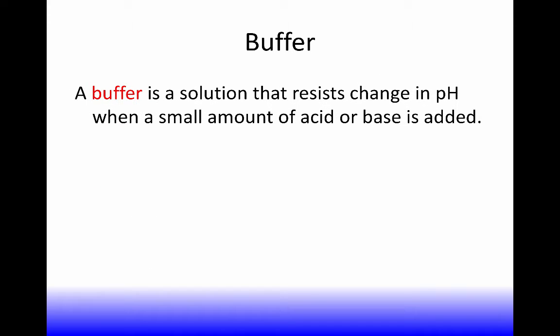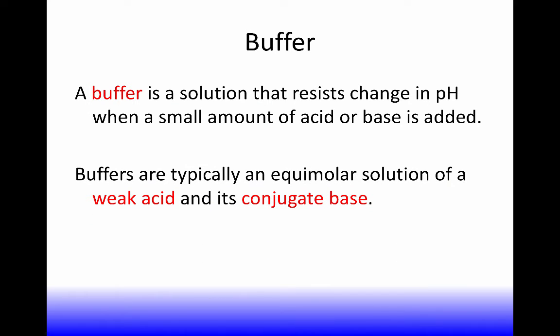So a buffer is a solution, like I said, that resists change in pH when small amounts of acid or base are added. And buffers are typically an equal molar solution of a weak acid and a conjugate base. Now, the one I'm going to talk about is a mixture of acetic acid and sodium acetate. But really, any weak acid works. In Alka-Seltzer, it's got citric acid and sodium citrate. Sodium citrate is the conjugate base. Citric acid is the weak acid. It works to buffer, it just buffers at a different pH. Each combination will buffer at a different fixed pH.